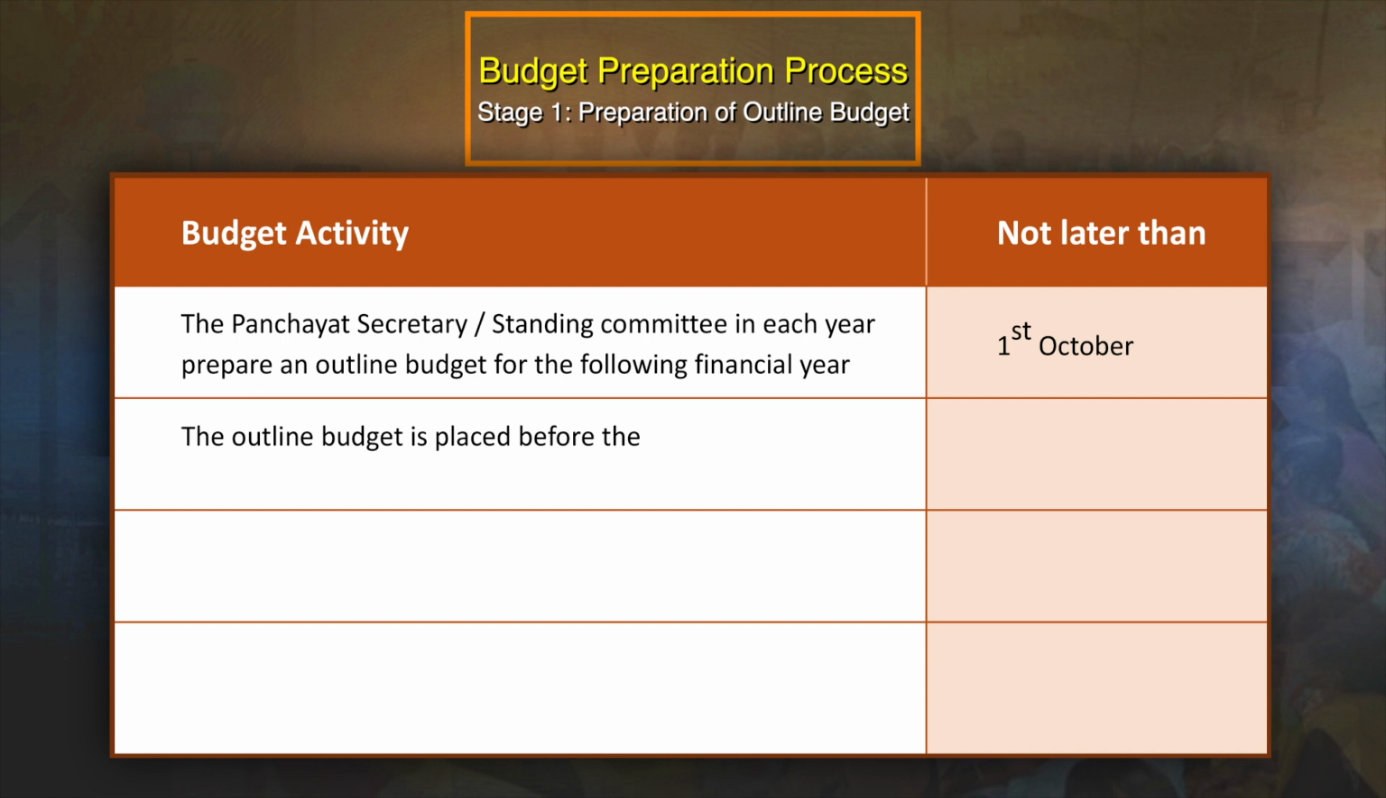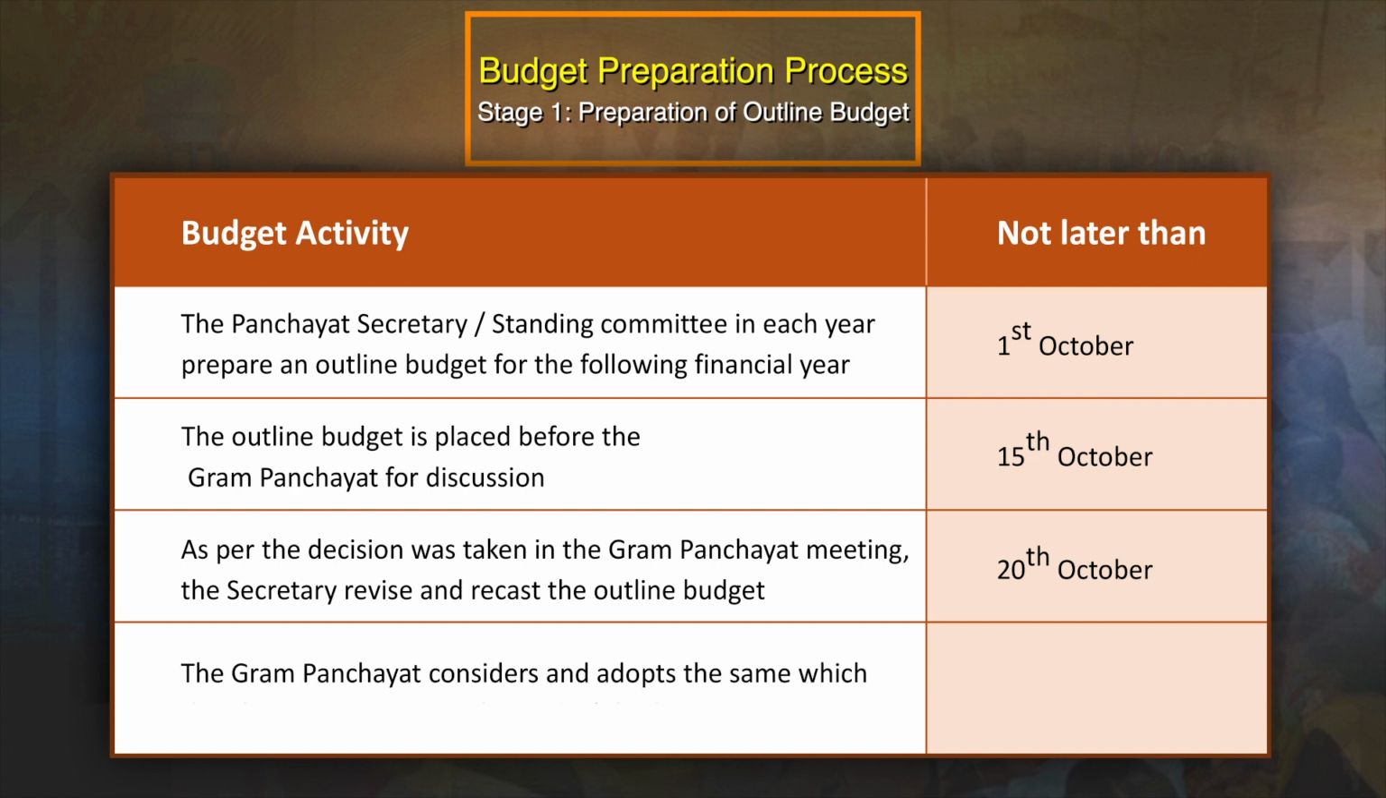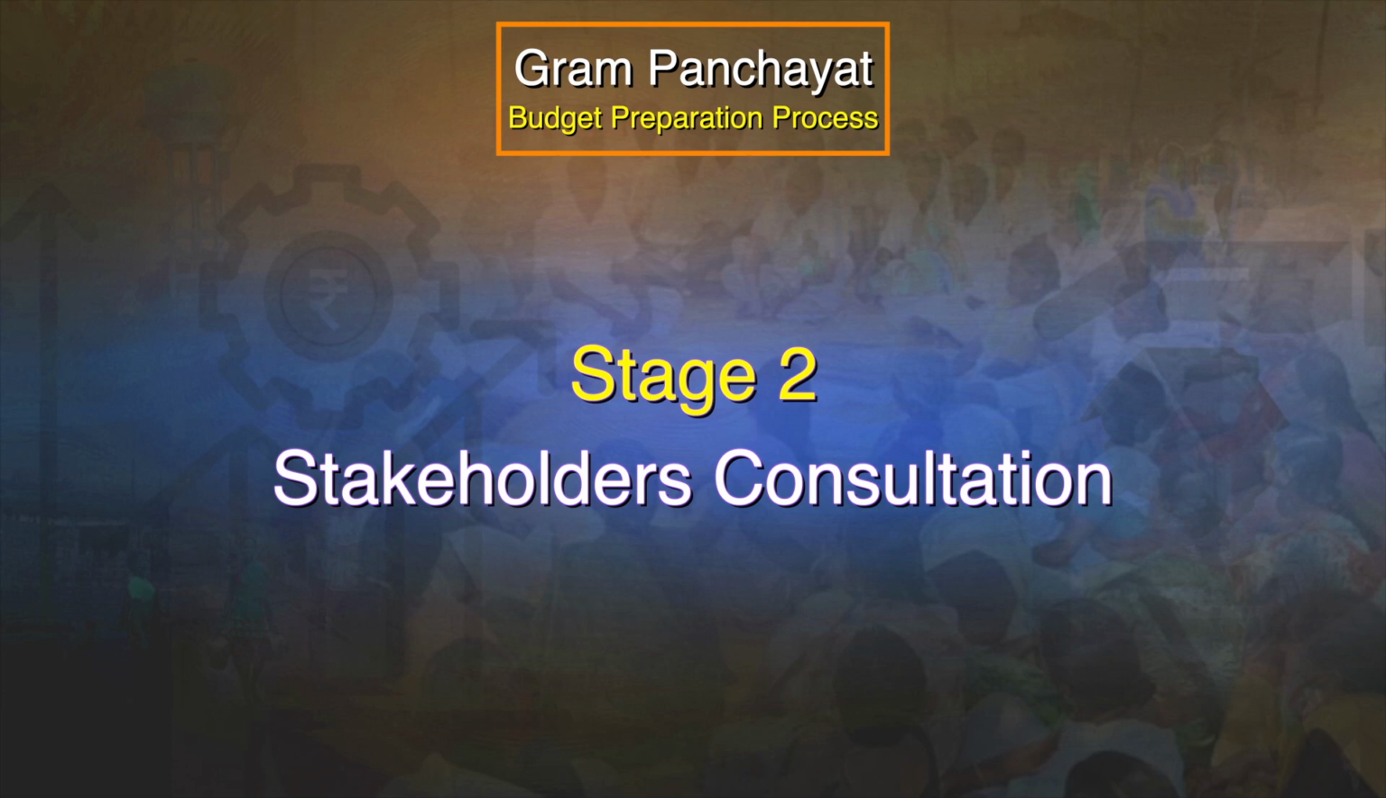The outline budget is placed before the Gram Panchayat for discussion, but not later than 15th October. As per the decision taken in the Gram Panchayat meeting, the Secretary revises and recasts the outline budget, but not later than 20th October. The outline budget so prepared is then placed before Gram Panchayat. The Gram Panchayat considers and adopts the same, which then becomes Gram Panchayat draft budget, but not later than 1st November.